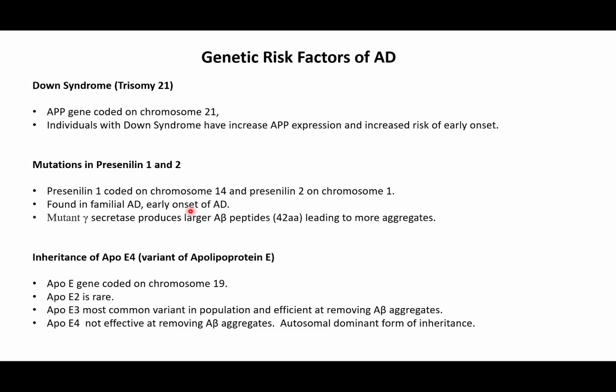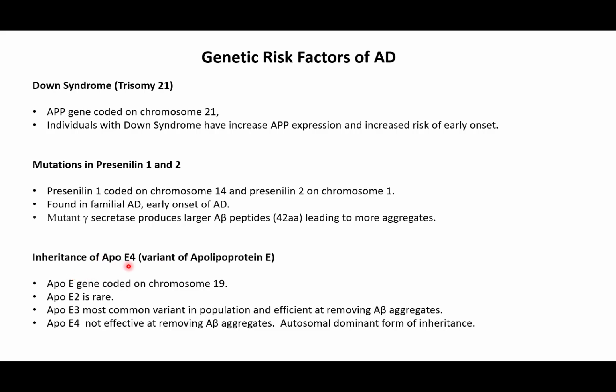So what this mutation is, is the following. It's a mutation in presenilin 1 in such a way that it prefers to cut and produce the 42 amino acid amyloid beta peptide. So it's a mutant gamma secretase that produces a larger version all the time. It preferentially produces a larger version, which means that you have more propensity to make the aggregate.